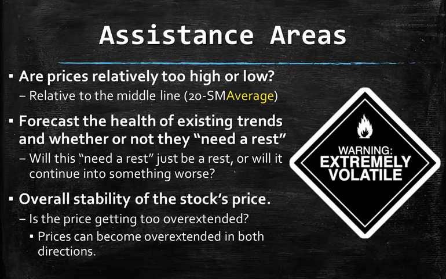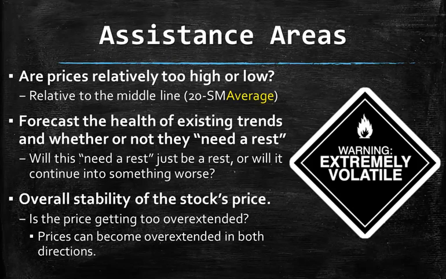How exactly do Bollinger Bands help us? I think that's a very valid question. So let's talk about some of the areas where they provide assistance, and really it all revolves around volatility. That's what the Bollinger Bands are trying to figure out and help us with. So some assistance areas are whether the price is relatively too high or low. And when you say relatively, we are talking about relative to the middle line, which is, again, the 20 simple moving average. So going back to those indicators.